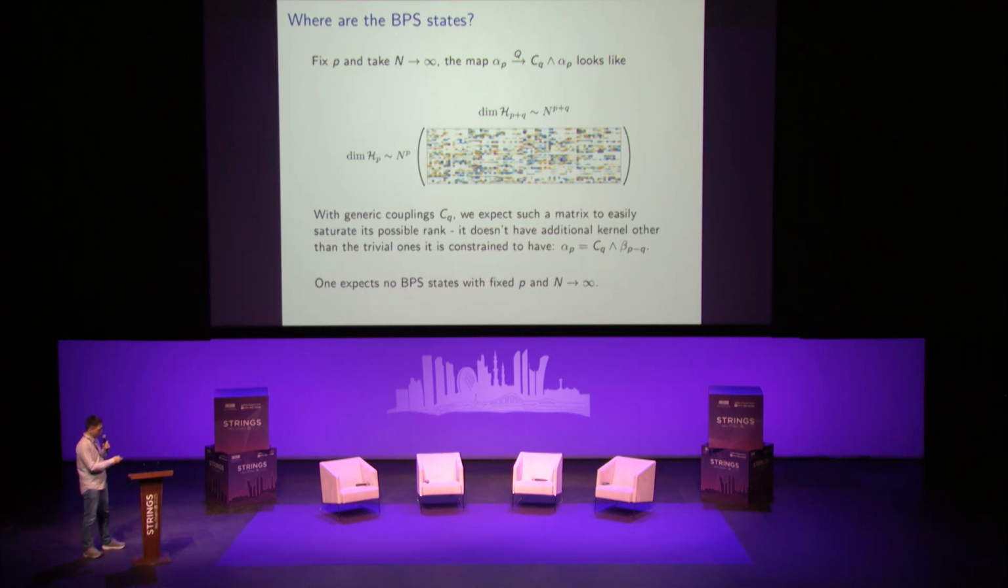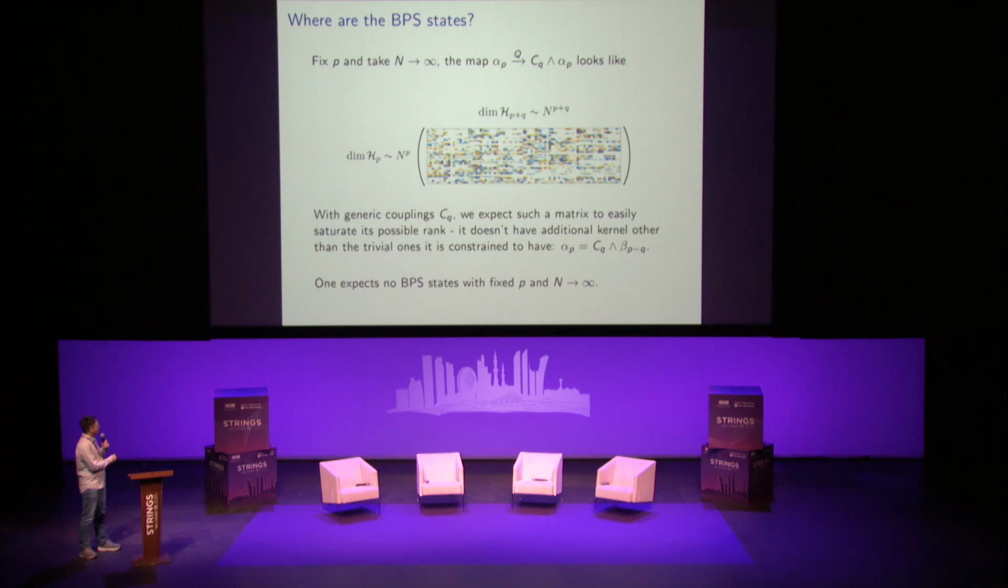And what is the possible rank of this matrix? The possible rank is almost the number of rows, up to the small trivial kernel that this matrix is constrained to have, meaning those states that are Q-exact, or those forms that can be written as C wedge some other form. So that is a trivial kernel that it is forced to have.